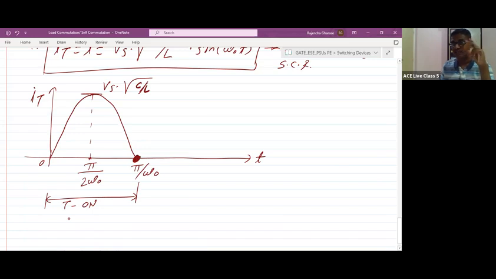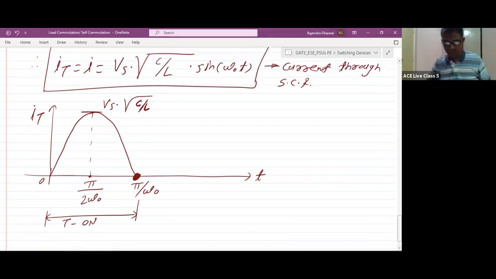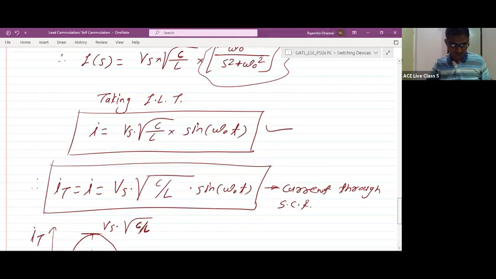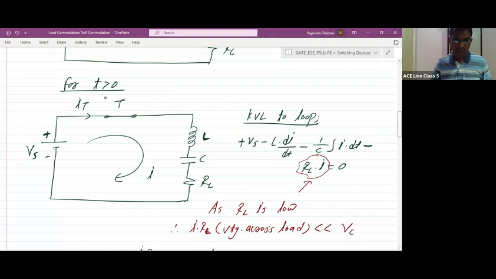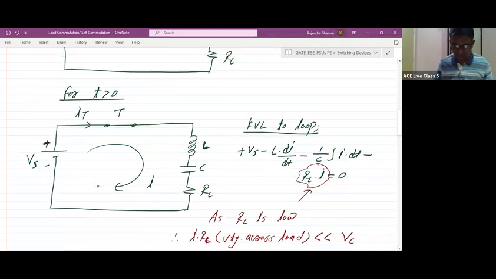Because the second requirement is that we need to maintain the reverse voltage. So let us check whether the reverse voltage will be maintained across the thyristor after this instant. Now you can check that during this interval, for t greater than 0, current was flowing like this and the capacitor was charging. So consider the voltage across the capacitor plus here, minus here. This is VC.